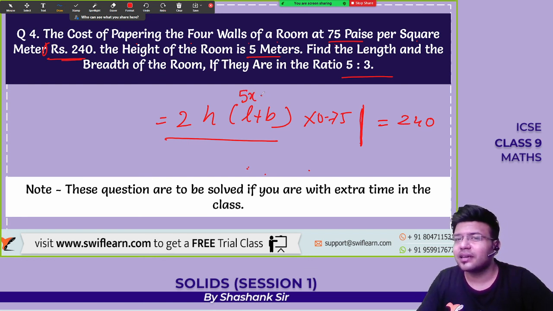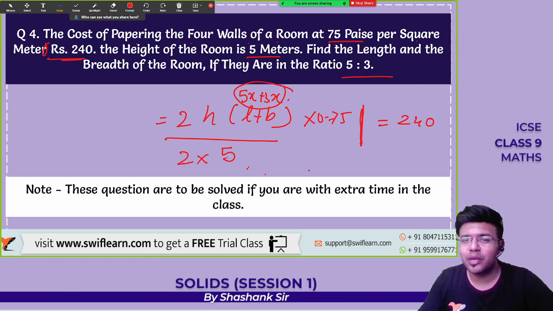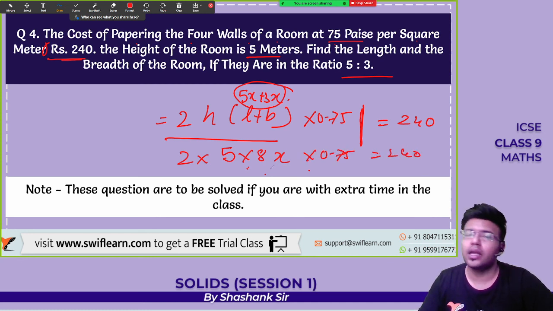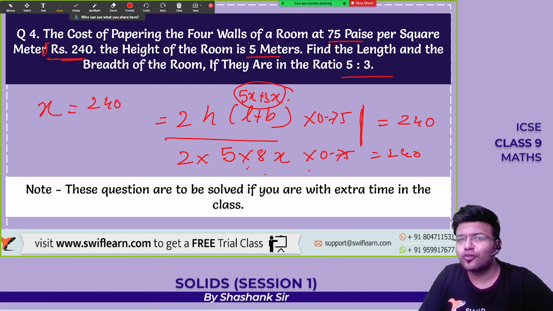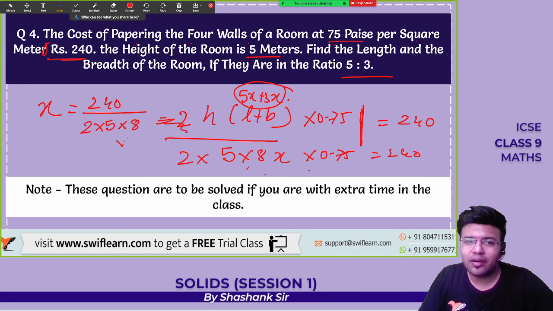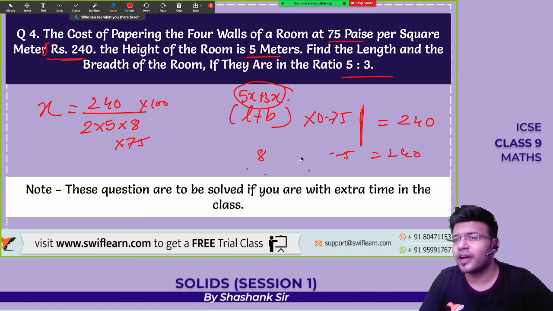So take 5x for this and 3x for this. So 2 times height, which is 5 meters, into 8x into 0.75 is equal to 240. Now find the value of x. So x is equal to 240 divided by 2 into 5 into 8 into 0.75. I'll write it as 75 over 100. Now simplify this, get the value of x, then substitute the value of x back, you will get the answer.